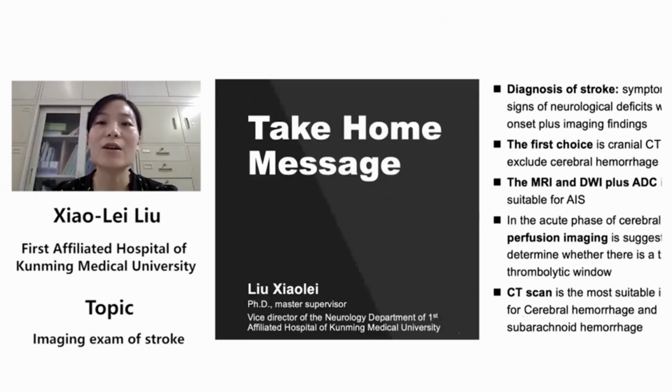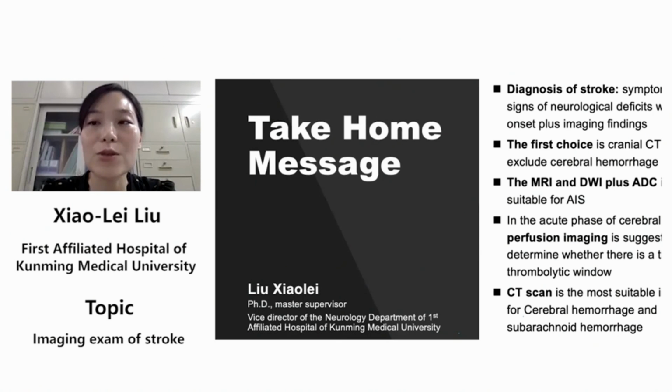Okay. Lastly, the take-home message. The diagnosis of stroke includes the symptoms and signs of neurological deficits with acute onset, plus the important imaging findings. And the first choice is cranial CT to exclude cerebral hemorrhage. The MRI and diffusion weighted image plus ADC is very suitable for AIS patients.